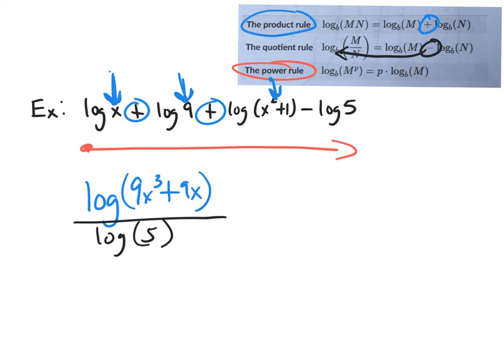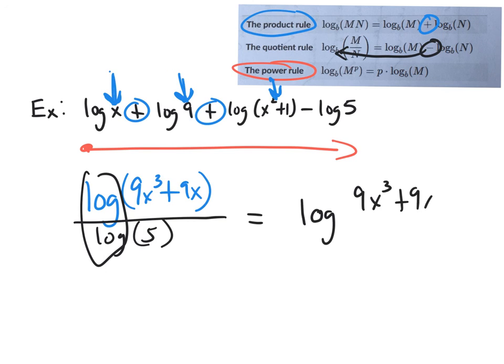Now, a lot of people have a bad habit of leaving this as such, and it's never good to leave one log on top of another log. It's bad notation, and if you put that in your calculator, you would not get the correct answer. Those two logs come together to just make 1. So simply, you would write the log of 9x cubed plus 9x all divided by 5.